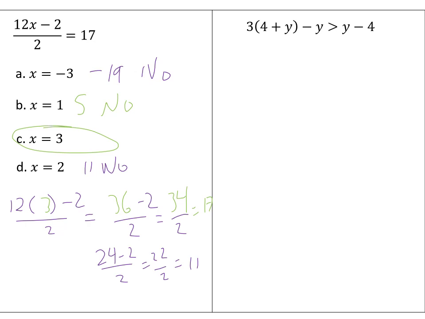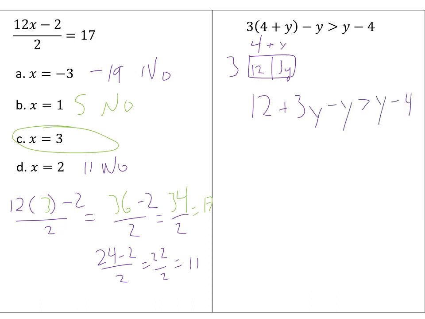Now, on the last one that we've got here, it's an inequality instead of an equation. We deal with it the same way. We first simplify. So we have 3 times 4 plus y. That gets us 12 and 3y. So we have 12 plus 3y minus y greater than y minus 4. Continue simplifying. That left-hand side is going to get us 12 plus 2y, greater than y minus 4.